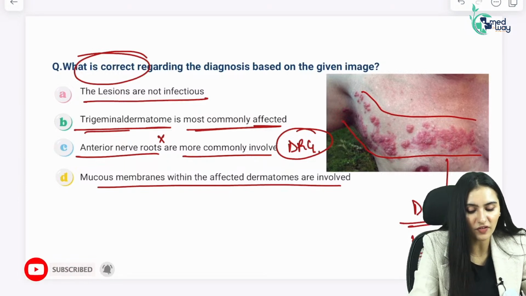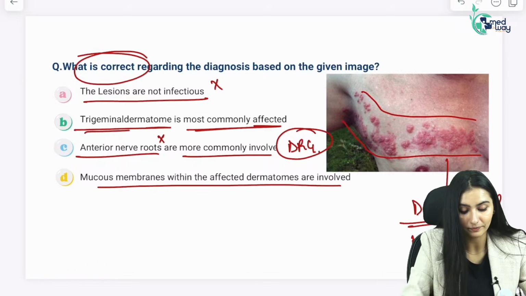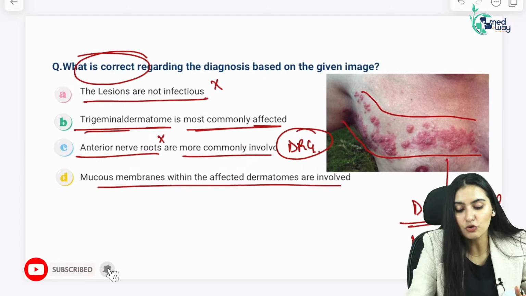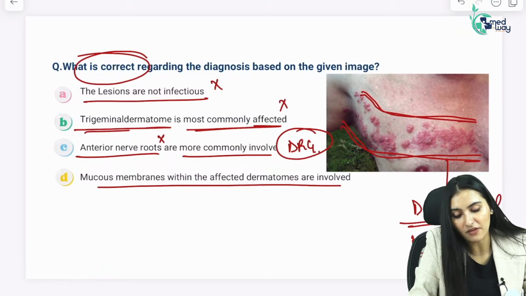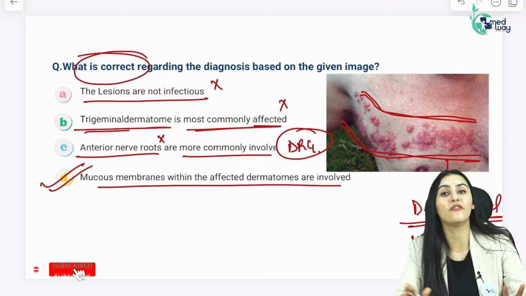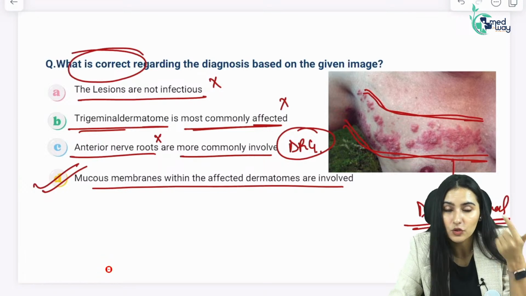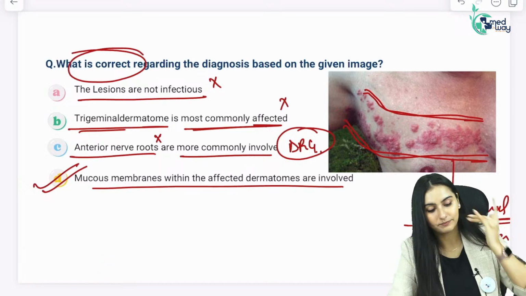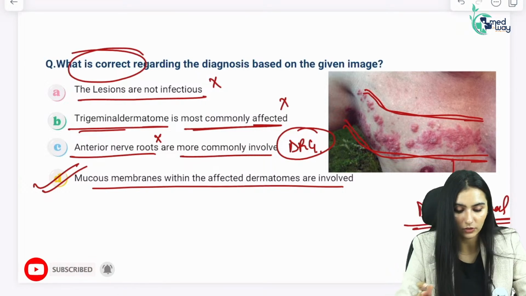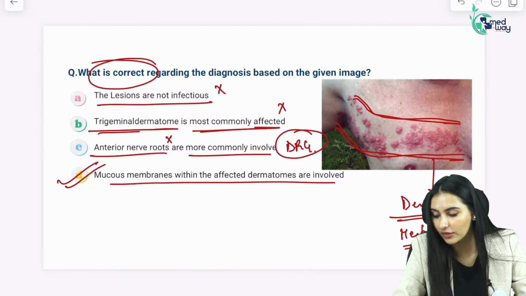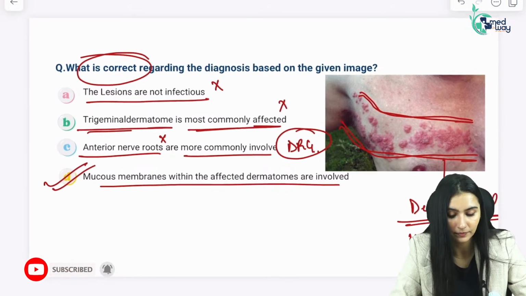So, lesions are not infectious, they are infectious, this is wrong. Anterior nerve root, no, dorsal root ganglia is going to be more commonly involved. Trigeminal dermatome, no. Usually, it is the thoracic region where the disease happens. So, even this is not correct. But mucous membranes within the affected dermatomes are involved, that is true. It can affect your mucous membranes. I told you ophthalmicus can be there. So, that is a mucous membrane. Conjunctiva is involved. Somebody has said B, no. Trigeminal dermatome is not the most common dermatome. It most commonly happens on the trunk. So, that is not correct. But mucous membranes will be affected. They are not spared.